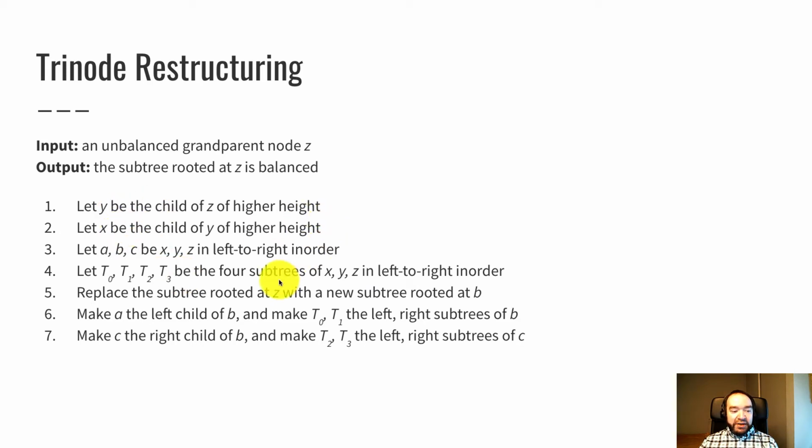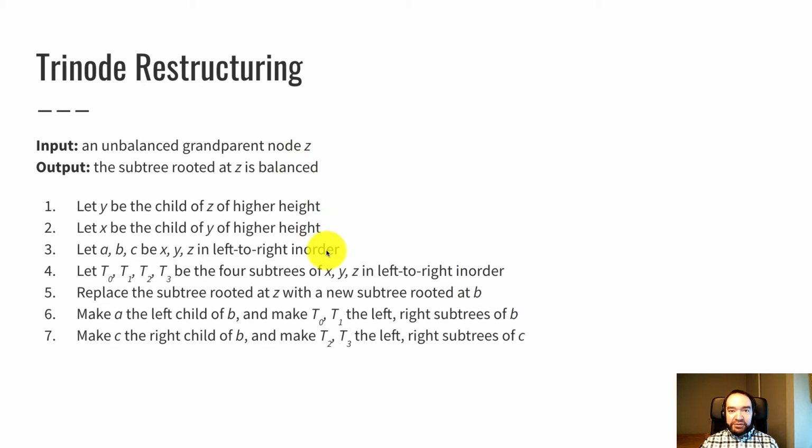So now what we do is replace the subtree rooted at Z with a new subtree rooted at B. So beforehand, Z was the parent, and this was causing an imbalance situation. What we want to do is move toward balance. So we want the middle value to be the root, not this extreme value. So if A, B, and C are in order, then B is the median value. It's the middle. So B is going to be the new root instead of Z.